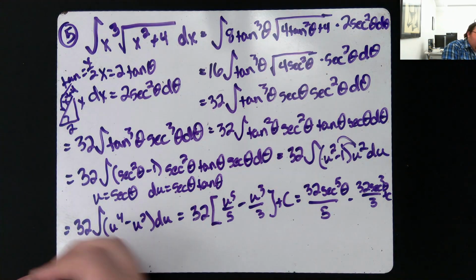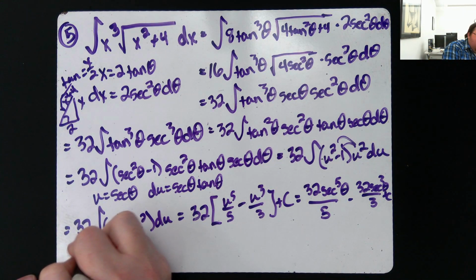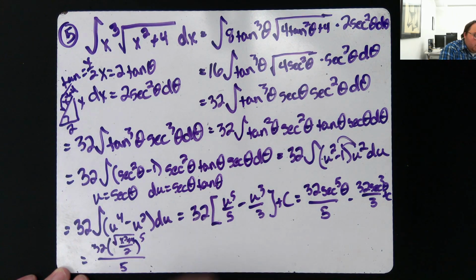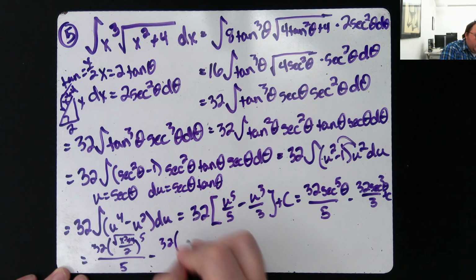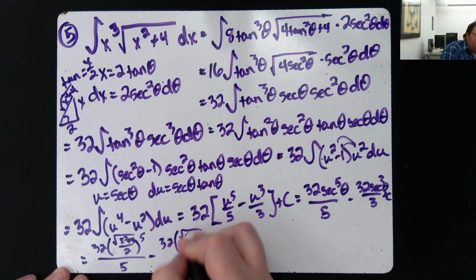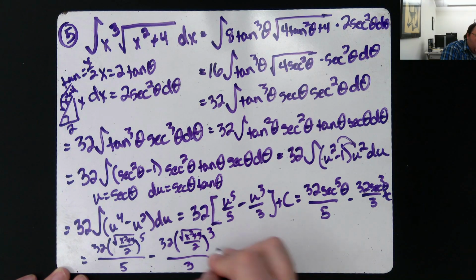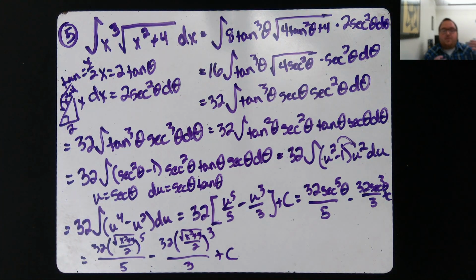So rewriting that, you get 32 times square root of x squared plus 4 over 2 to the 5th over 5, minus 32 times secant, which we just said was square root of x squared plus 4 over 2, to the 3rd over 3 plus c. If you want to stop right here, I am perfectly fine with that.